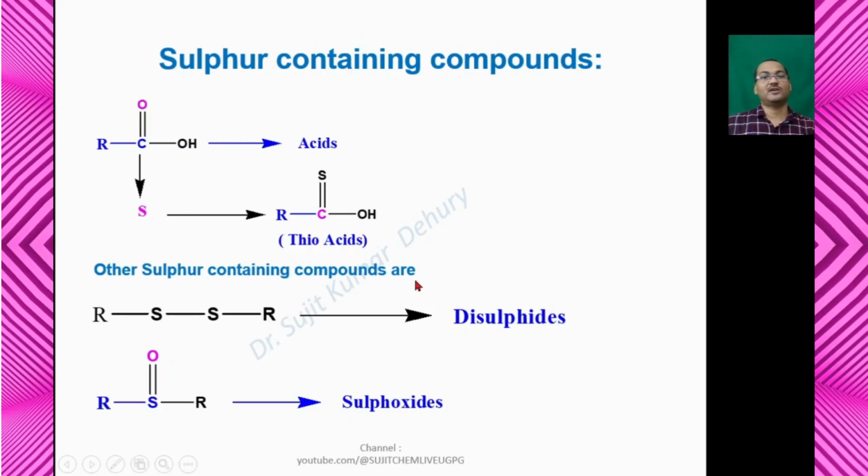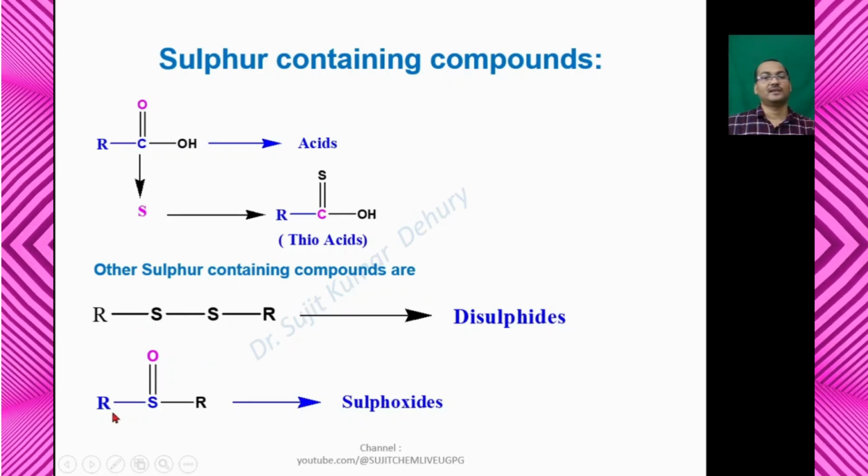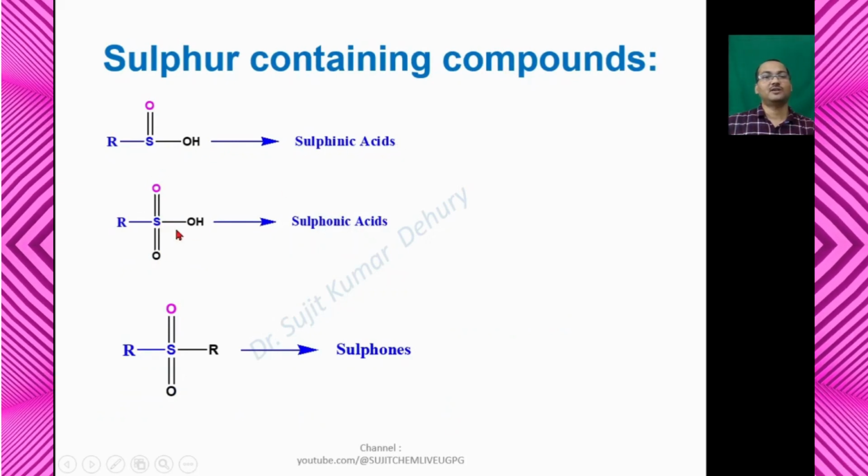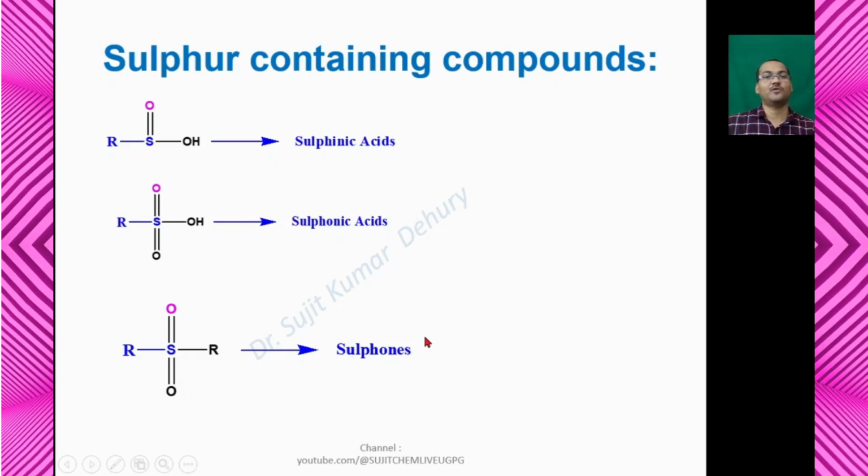Similarly, other sulfur containing compounds are, this is RSSR, disulfides. Then RSOR, that is sulfoxides. RSOOH, sulfinic acids. RSOOOH, sulfonic acids. Similarly, RS double bond OR, that is sulfones.